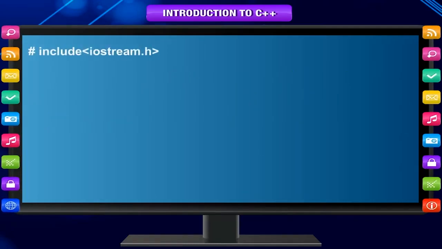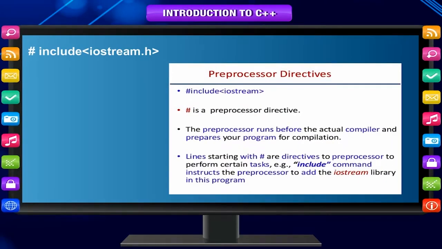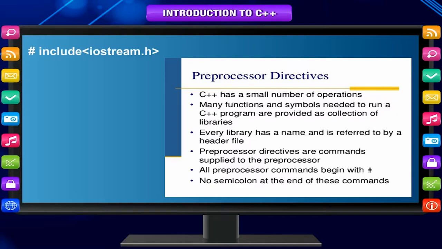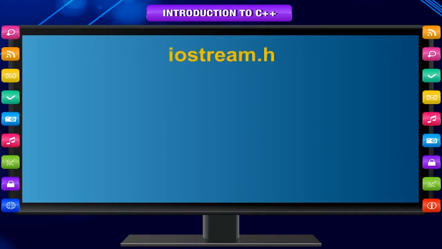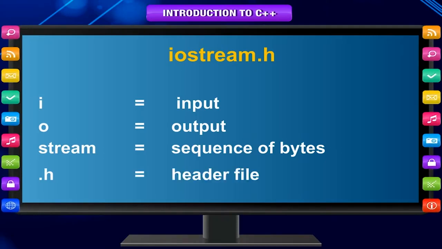#include <iostream.h>. Hash is a preprocessor directive. That means this statement is processed before compilation takes place. It tells the compiler preprocessor to include the header file iostream.h. iostream.h is a file name where i is input, o is output, stream is a sequence of bytes, and .h is the extension, which means the header file.